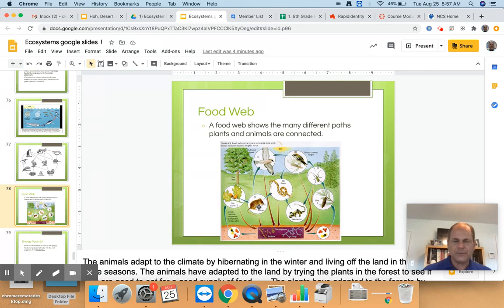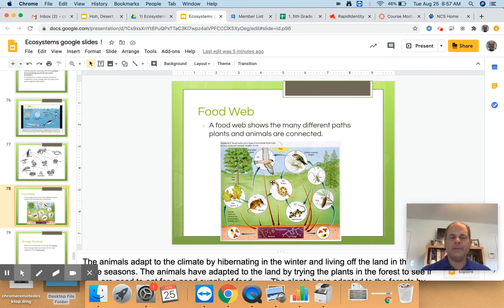So almost the same kind of picture here. We have a mouse and a snake, and we have a bird and an insect. We have a tree. So there would be the tree, the producer. The insect gets energy from the tree. The bird gets energy from the insect, and this larger bird might get energy from the smaller bird, just like a bigger fish might get energy from a smaller fish.